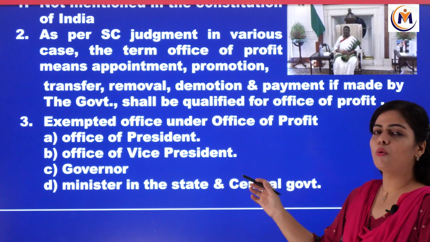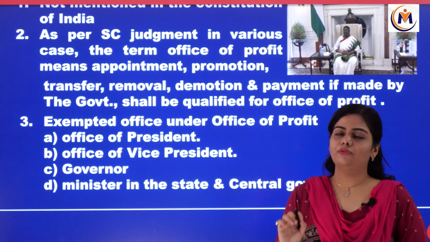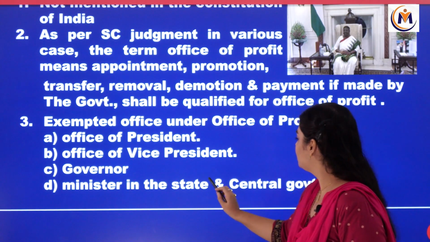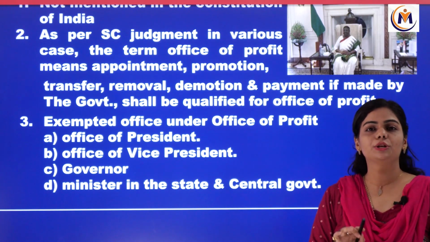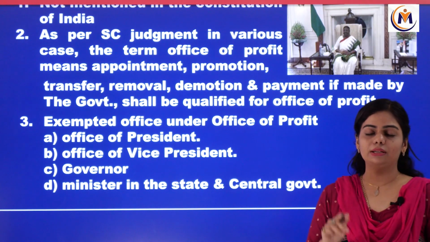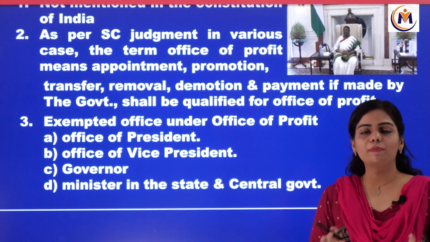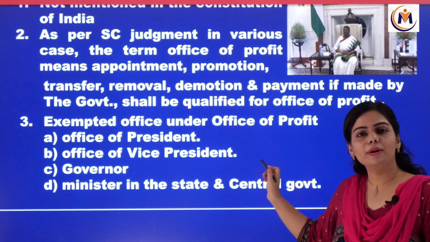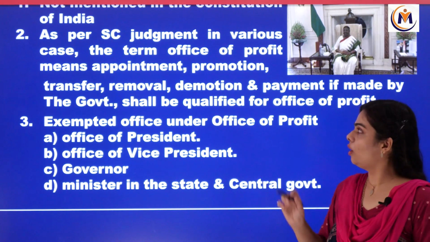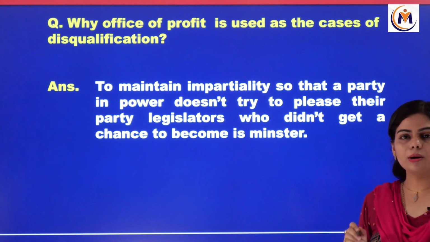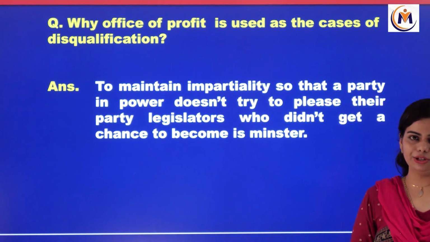So, what do these points indirectly refer to? Do you have any idea? It indirectly refers to the fact that any minister in the state or even in the central government can contest an election for President of India. But the time he or she acquires the presidential office, he has to leave his party membership and he needs to be the President of India for the sake of impartiality of this very post. So, now comes the point why office of profit is used as the case for disqualification.